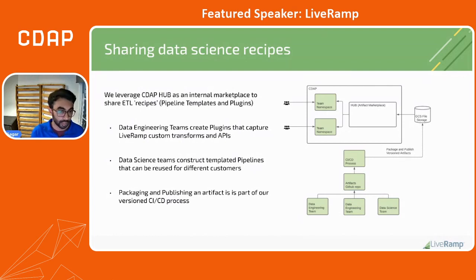So on the diagram on the right, what I'm showing is that, working bottom up, we have several data engineering and data science teams that build out pipelines and plugins. Through the normal SDLC and CI/CD process, they get a pipeline or plugin built, package it, and publish it to the internal artifact marketplace, which for us really is, at the end of the day, a Google storage bucket.